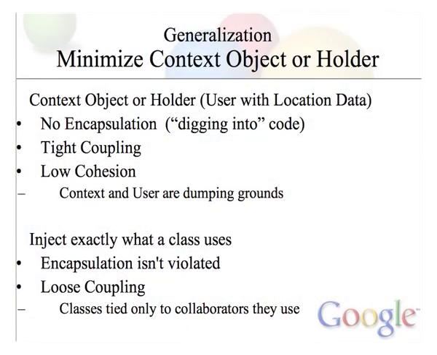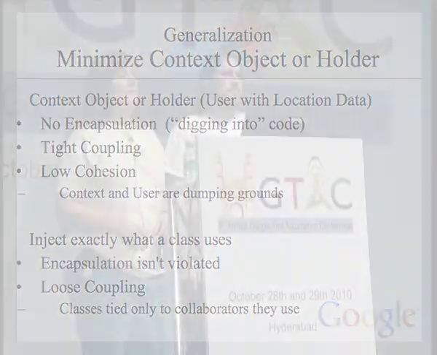And we end up with low cohesion. The context and the user are basically dumping grounds for information. The things don't necessarily go together. It's just convenient to put it there. Instead, when we inject exactly what the class uses, we don't violate encapsulation anymore. We're not digging into the user to get the preferences, to get the location. And we also have loose coupling. We only tie classes to the collaborators and the data that they actually use.